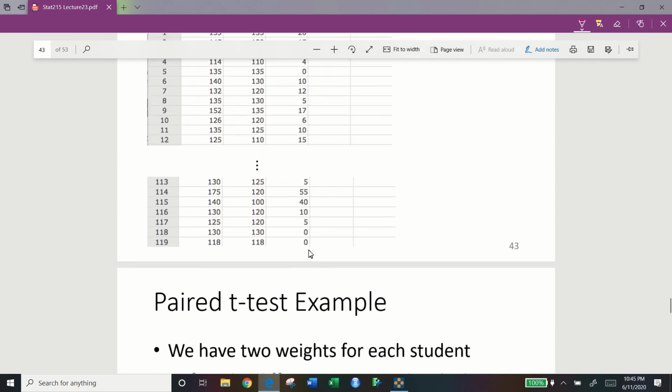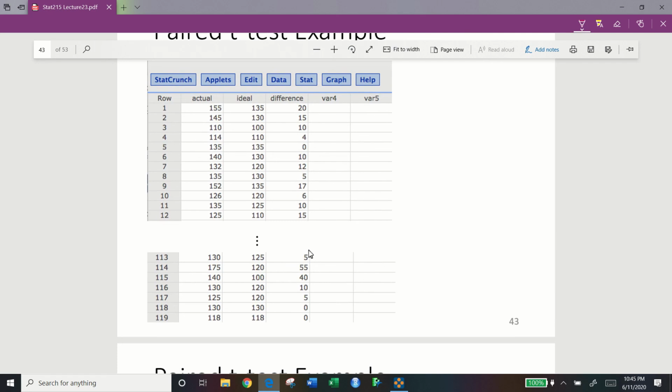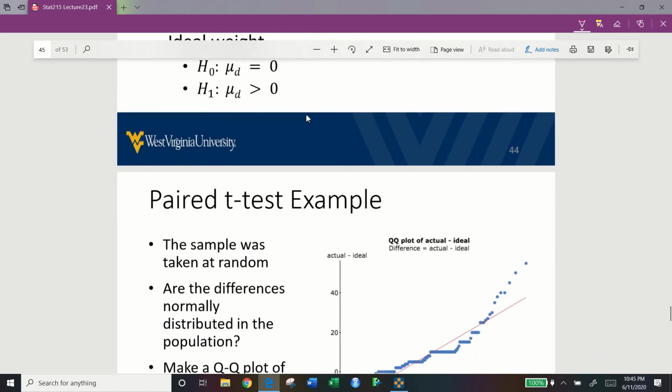If we scroll up, we can see, as a rule, the differences are either 0 or positive. This makes me think that I should expect to reject our null hypothesis, and our alternative hypothesis that actual is going to be greater than the ideal weight is probably going to be true. But let's check for sure.